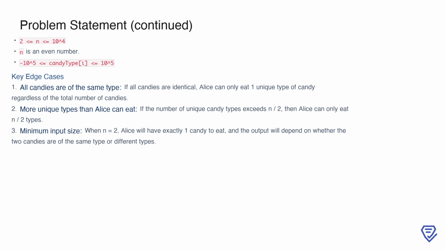One important edge case is when all the candies are of the same type, as in the third example here: Alice can only eat 1 unique type of candy. Another scenario is when the number of unique candy types exceeds n divided by 2. In such cases, Alice can only eat up to n divided by 2 types, since that is the maximum number of candies she can keep. Lastly, when n equals 2, Alice will have exactly 1 candy to eat, and the output depends on whether the 2 candies are of the same type or different types. These constraints and edge cases help us understand the problem's boundaries and guide us toward crafting a solution.